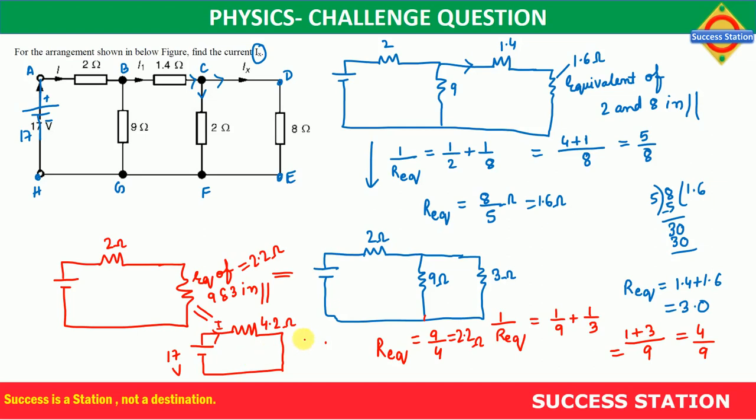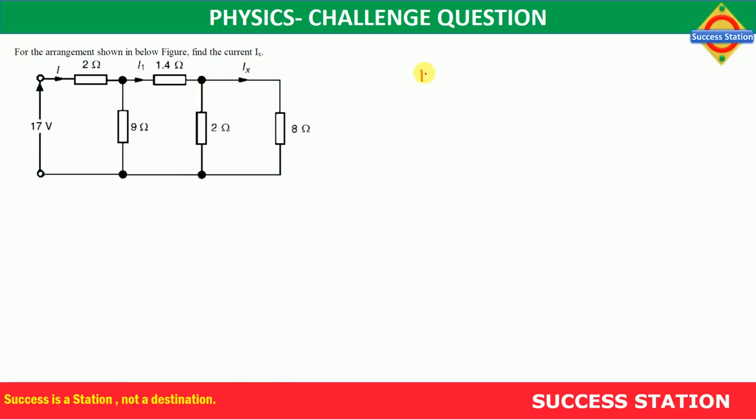So how to calculate now? I hope you get it. Let's go. So V equal to IR, we know. V equal to 17, I we don't know, R is 4.2. Clear or not? So I'll just take 17 by 4.2 equal to I. Clear? So let's solve it.